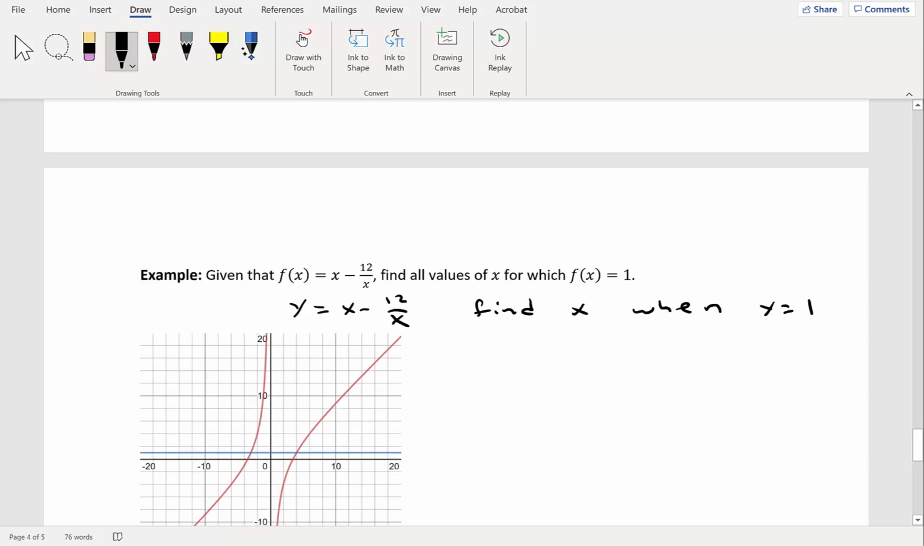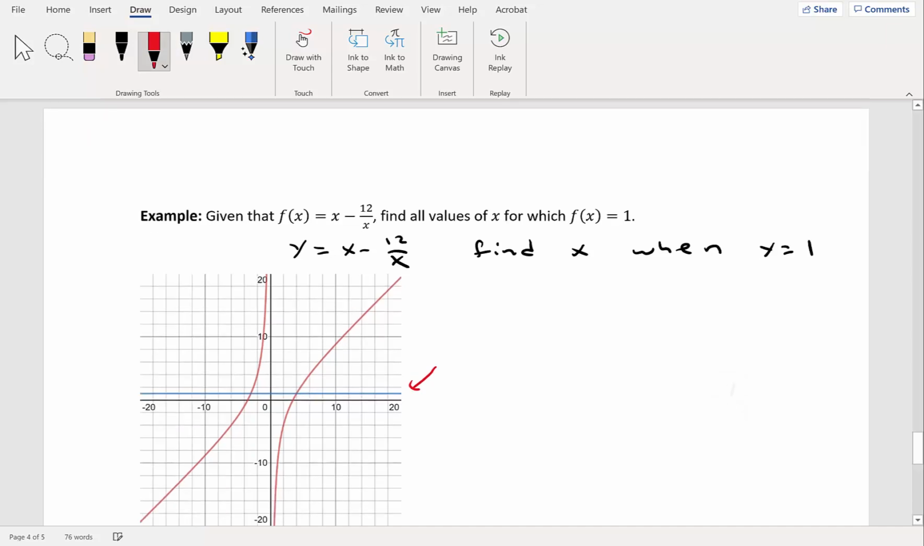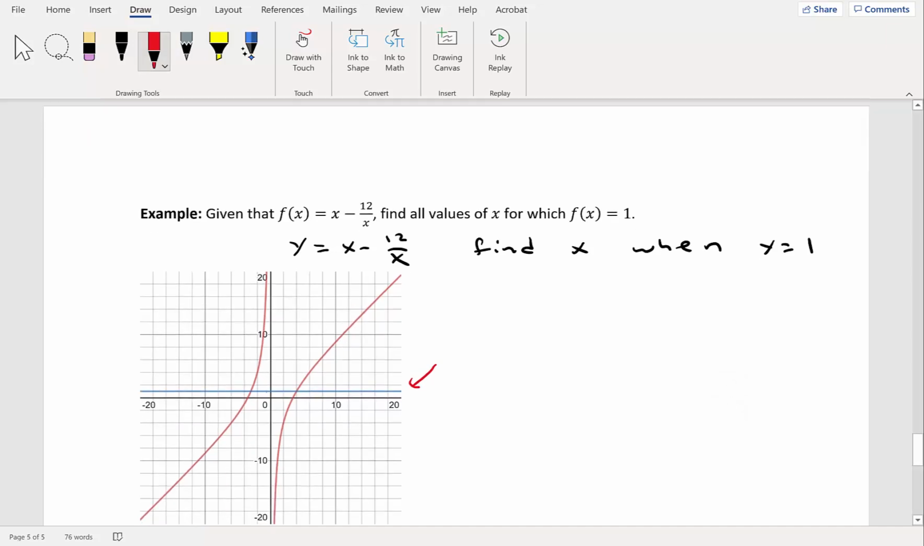So there's a couple ways that we could work this out. There's a graphical approach and then the algebraic approach. So the graphical approach, we have to find out where y is equal to 1, which is indicated by this blue line right over here. So this is where y is equal to 1. We want to see where it crosses the graphs. So we have this point and then we have this point over here.